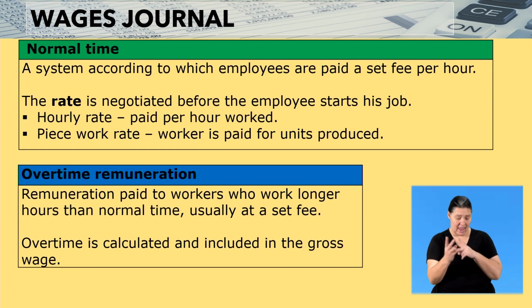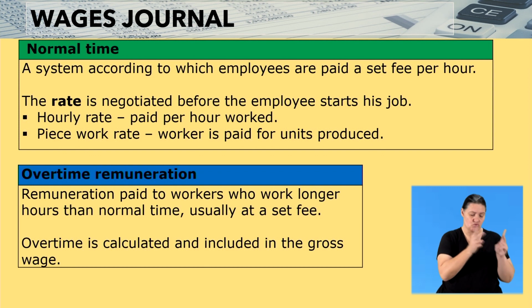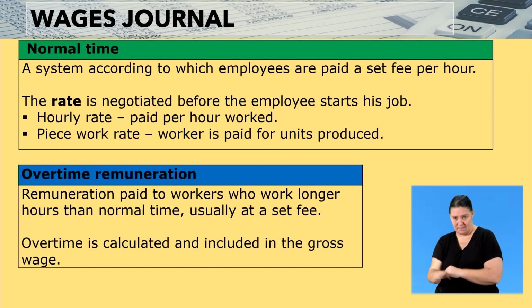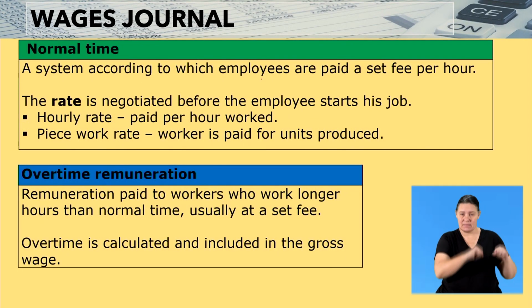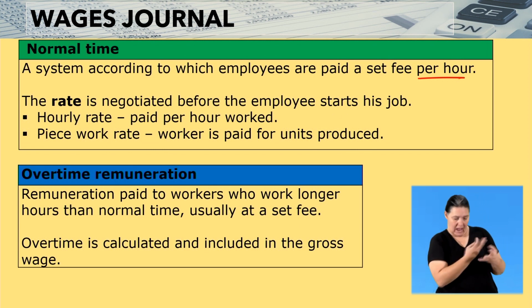When we prepare the wages journal, it is very important that we understand the difference between normal time and overtime, because we're going to be using these words when we are calculating our remuneration. Normal time is a system according to which employees are paid a set fee per hour. The rate is negotiated before the employee starts. Remember, I spoke about the hourly rate as well as the piece rate.